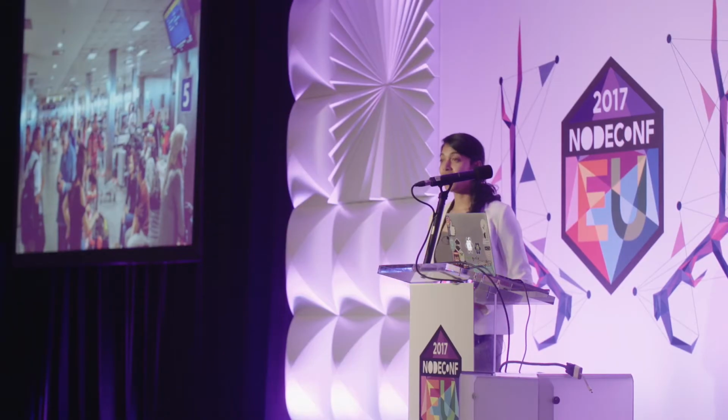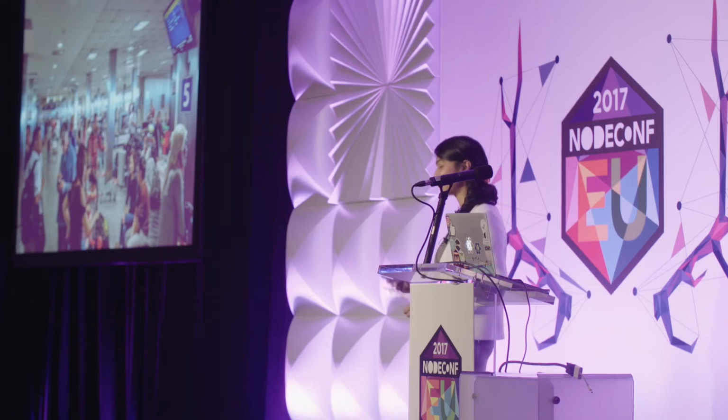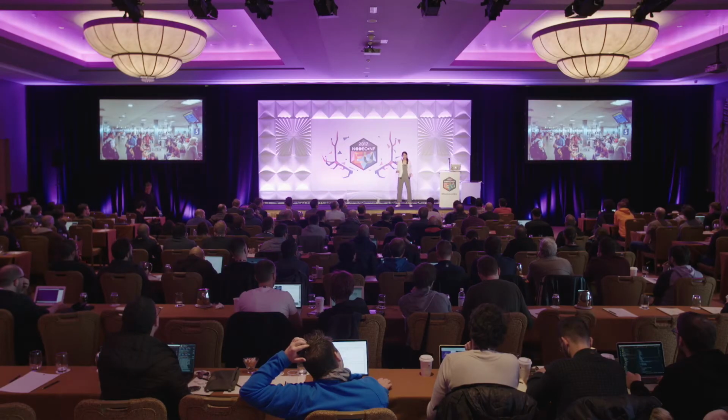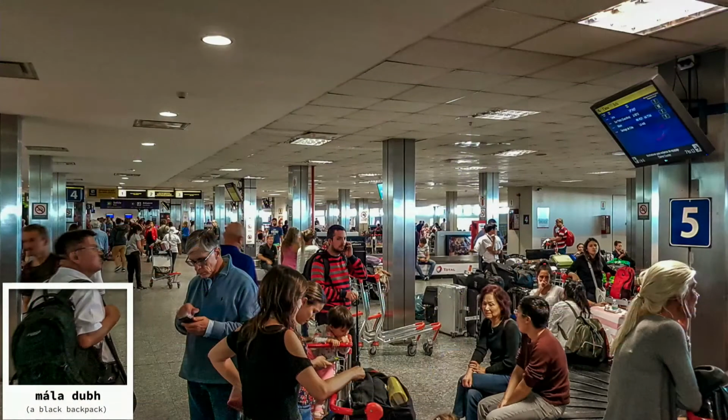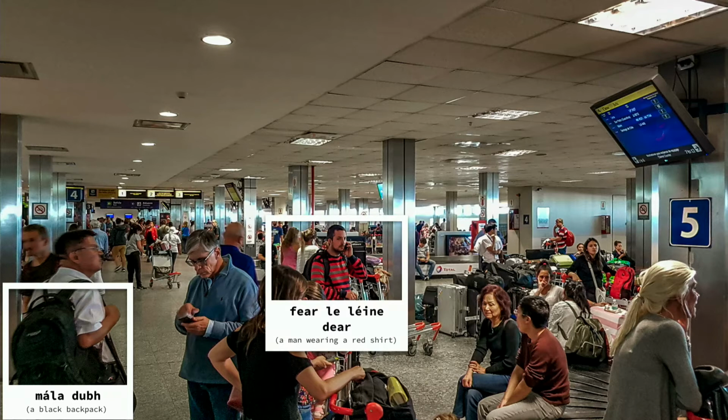So here I am. I just arrived in Dublin airport yesterday. Maybe I want to learn how to say something in the local language. I want to learn how to say something in Irish. Wouldn't it be really cool if I could just look at this scene and say, this is a mala dubh, a black backpack, or this is a guy wearing a red shirt. Maybe someone can help me pronounce that in Irish. Anyone volunteer?